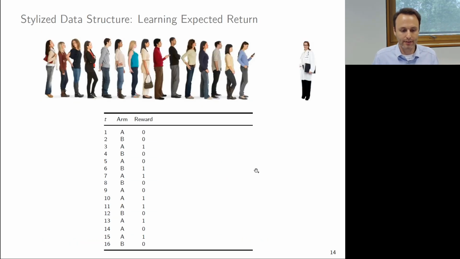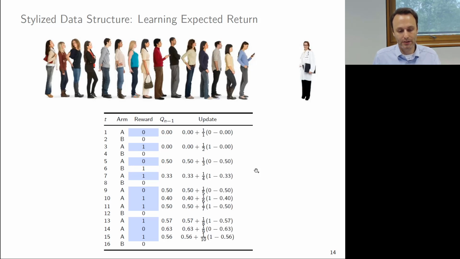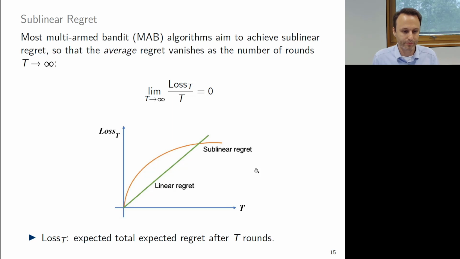So how does this work in this example? Well, we select arm A, we store all the Qs in the previous period, we use the updating rule, and we get the new Qs. Now we want to have sublinear regret for multi-armed bandits so that the average regret vanishes as the number of rounds increases. So basically, when we have explored enough, we want to stop learning and just exploit. When we don't do that, then we have linear regret. So that means we always learn, but we also always have regret.